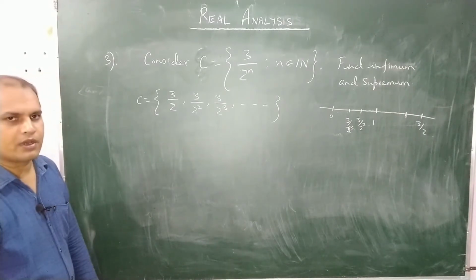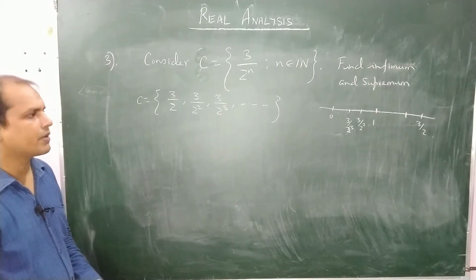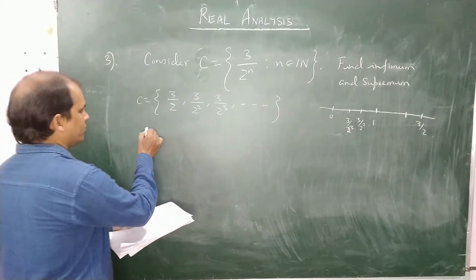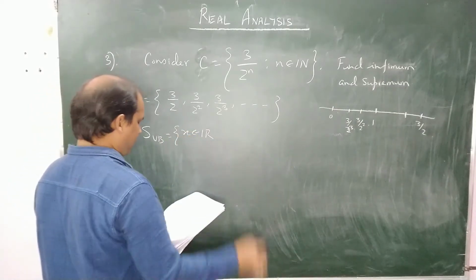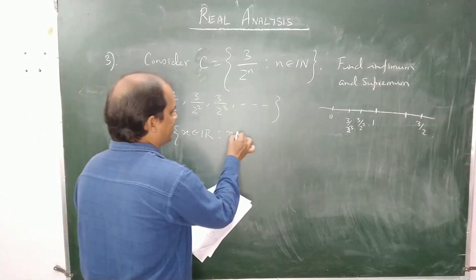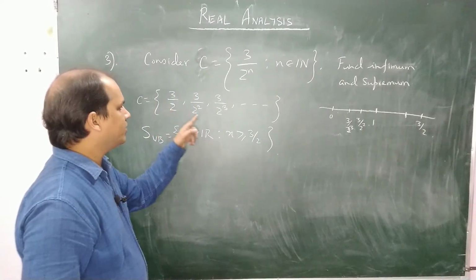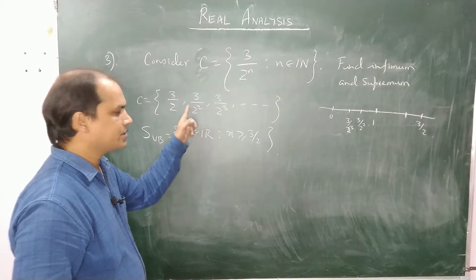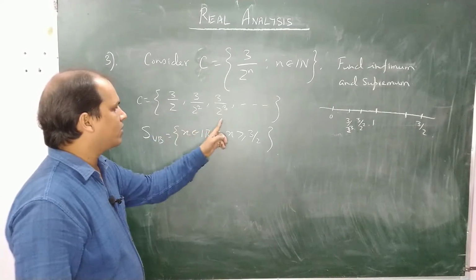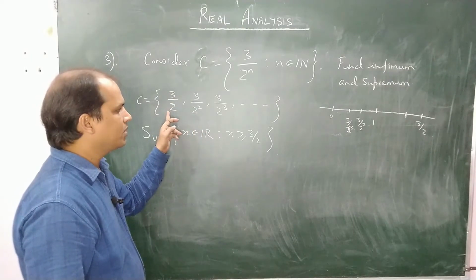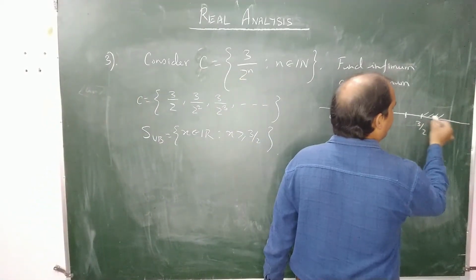Again, let us write all its lower bounds and upper bounds. One can see that the set of all upper bounds for this set is the collection of all those real numbers x such that x is greater than or equal to 3 by 2. Obviously 3 by 2 square will be less than 3 by 2, as its denominator keeps increasing. So among all these, the largest one is 3 by 2. So all real numbers including 3 by 2 and to the right of 3 by 2 will be its upper bounds.